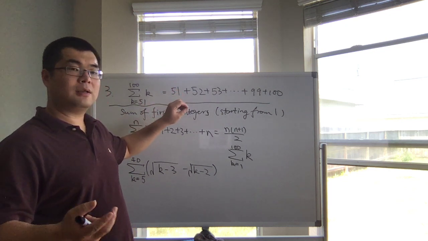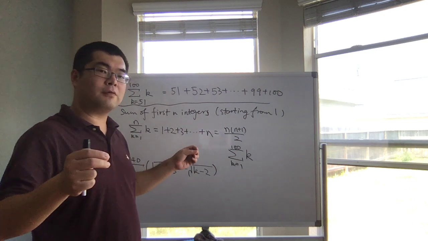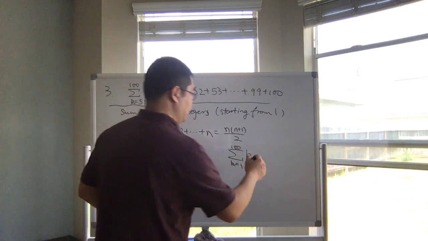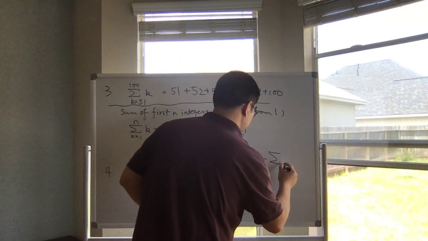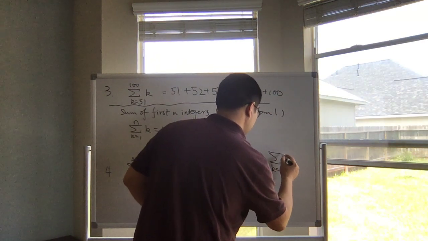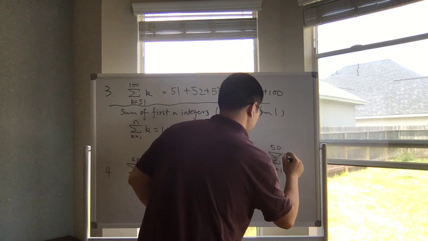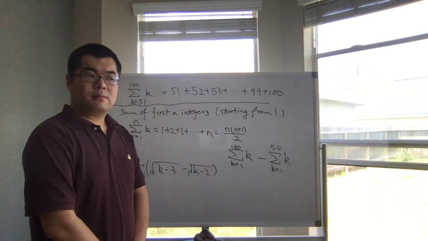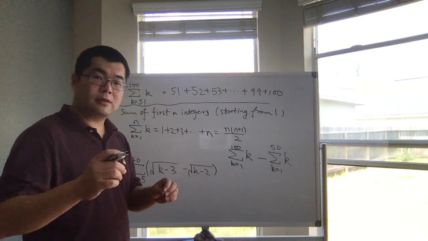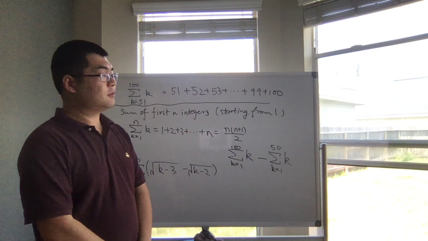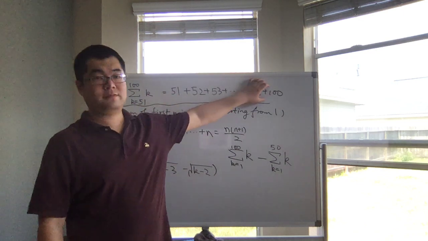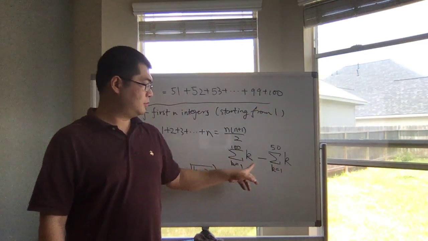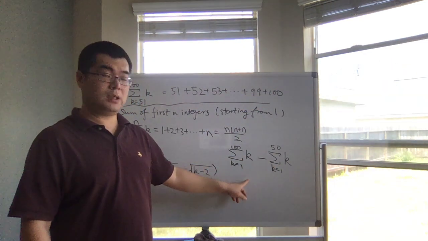So do you agree if we can get a sum of 1 to 100, and if I can make a subtraction of the numbers from 1 to 50, this is exactly what we have? You see that, right? So for those two, it should be very straightforward to calculate.